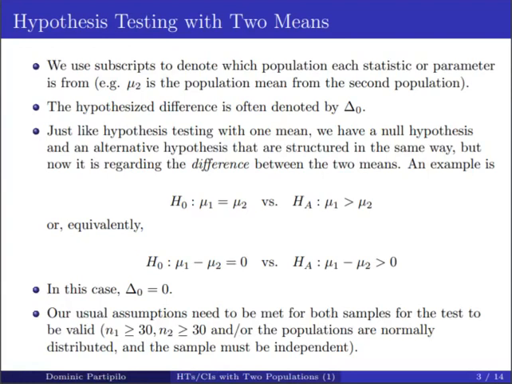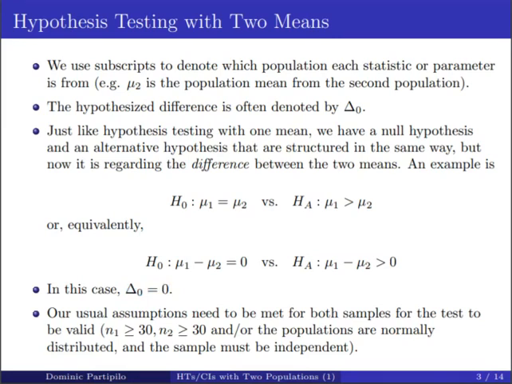And then an equivalent way of stating this is that mu1 minus mu2 is equal to 0. Because if they're equal to each other and we subtract one from the other, we're going to get 0. And then our alternative hypothesis is going to be that same concept, where if mu1 is greater than mu2, then when we subtract mu2 from mu1, the result is going to be greater than 0. And the reason we might want to structure it like this is because then we can define what's called a delta zero. And the delta zero is that hypothesized difference, which is going to be this 0 here. So in this case, delta zero is going to be 0.